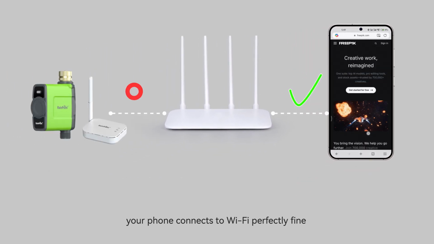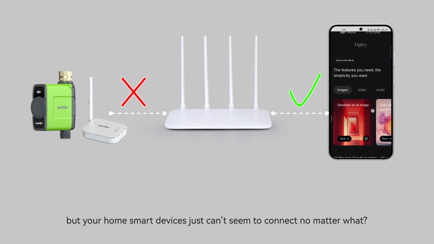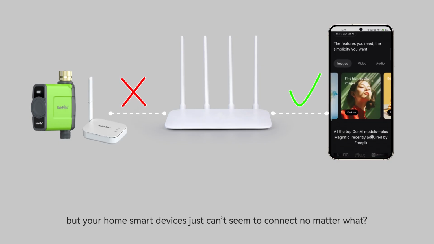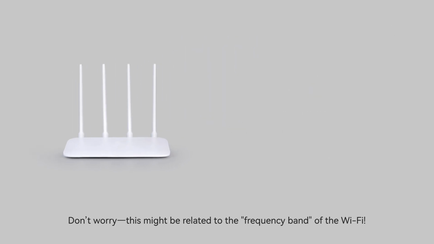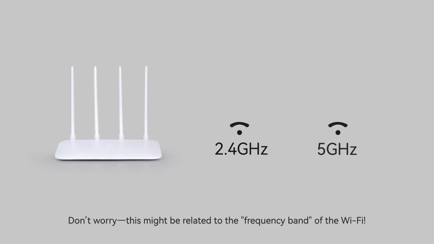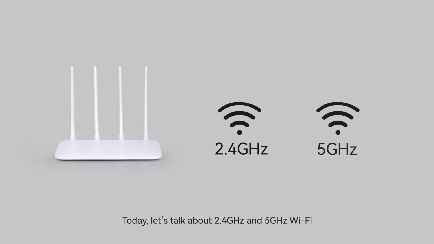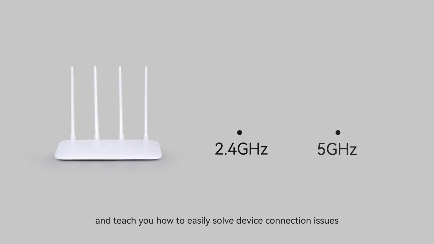Your phone connects to Wi-Fi perfectly fine, but your home's smart devices just can't seem to connect no matter what? Don't worry. This might be related to the frequency band of the Wi-Fi. Today, let's talk about 2.4 GHz and 5 GHz Wi-Fi and teach you how to easily solve device connection issues.